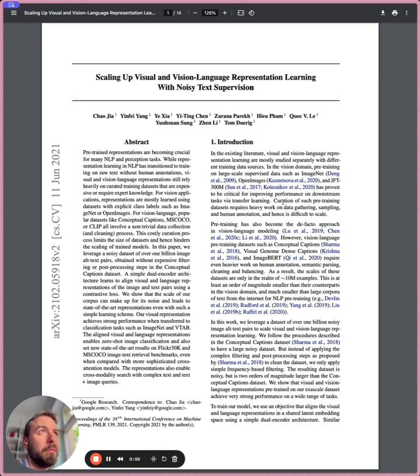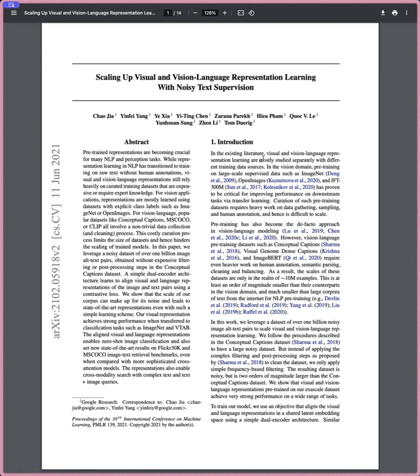So both of them trained their models from scratch, and both of them have this idea that they create large datasets of image text pairs, and they use contrastive learning to learn this embedding space in which images and texts that are related end up in the same place in this high dimensional embedding space.